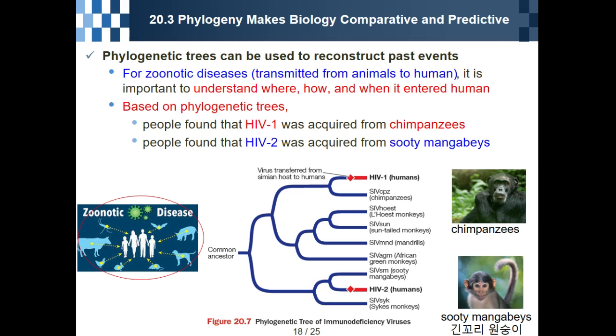So this is recorded as zoonotic disease, transmitted from animal to human. For zoonotic disease, it is very important to understand where, how, and when it enters the human.